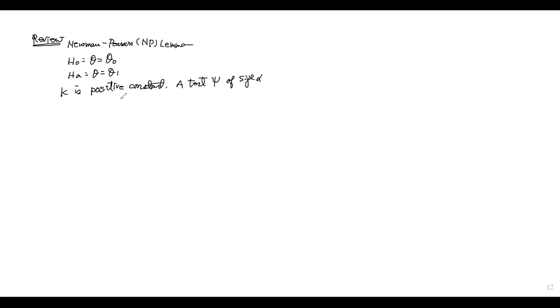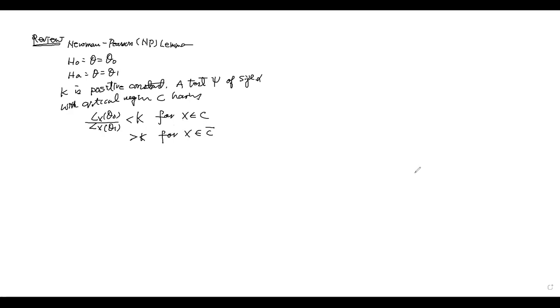With the critical region C, if the likelihood function of theta 0 over the likelihood function of theta 1 is less than k for x in the critical region, and greater than k for x outside the critical region, then this is the most powerful test to test this hypothesis.